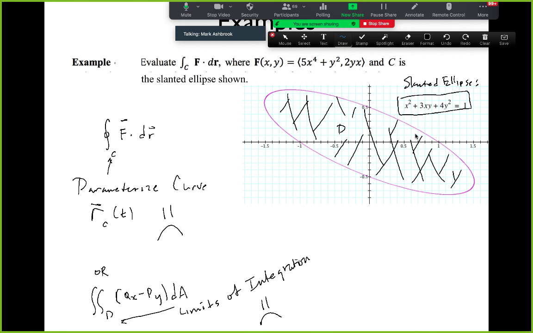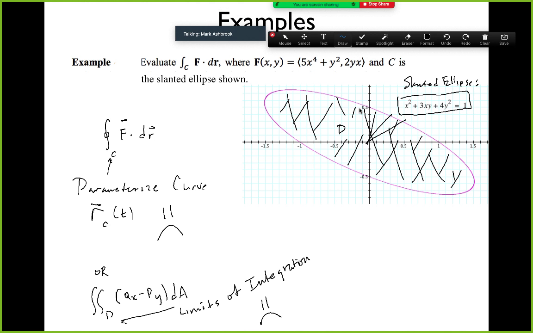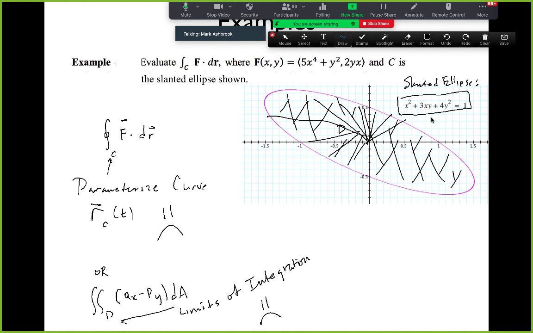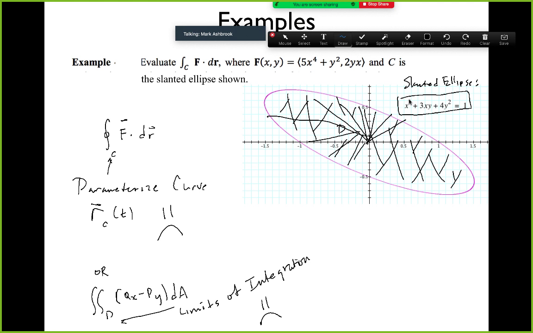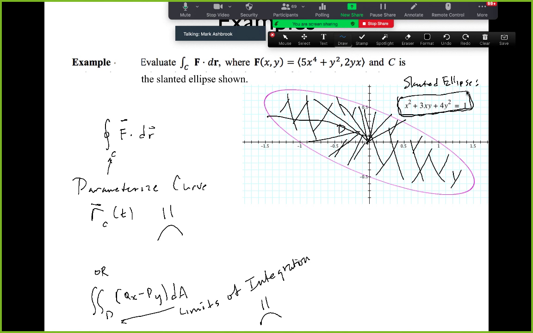So polar is not going to be good because you need to find r as a function of theta. r changes as you go around. And certainly writing y as a function of x or x as a function of y is not simple. So we're kind of getting stuck here. Anybody notice anything?